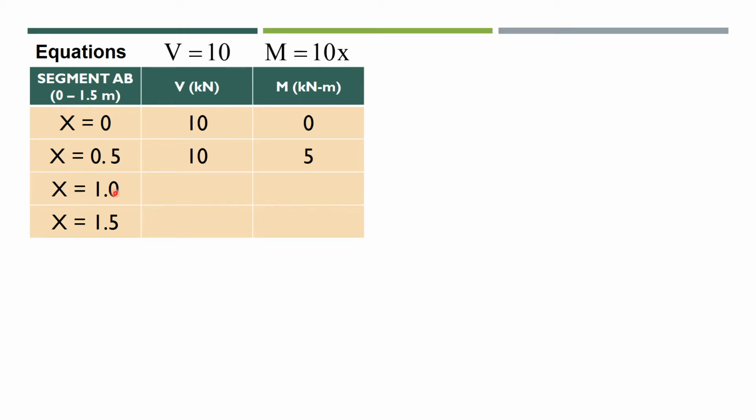When x is 1.0, the shear value remains the same kasi walang variable na x dyan. And then when x equals 1.0 sa moment, so we have 10. And when x equals 1.5, the shear remains the same as 10. And for the value of moment at that point, where x is 1.5, the moment is 10 by 1.5 or 15 kilonewton meter.